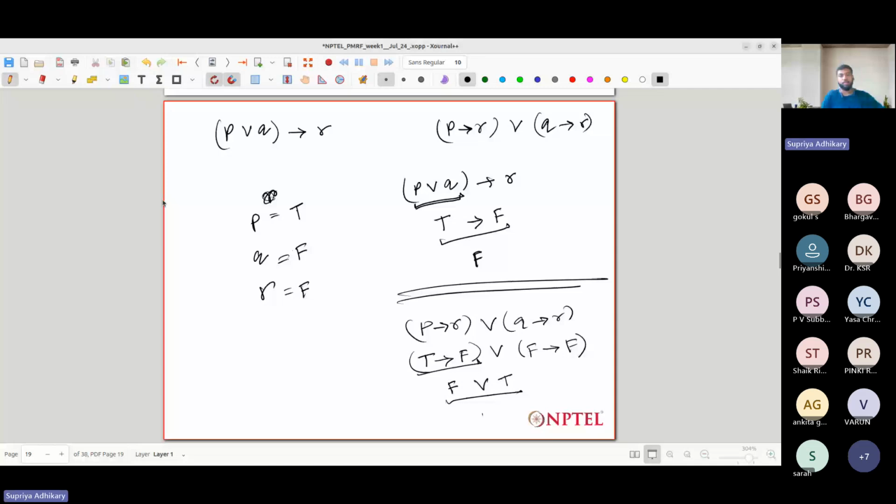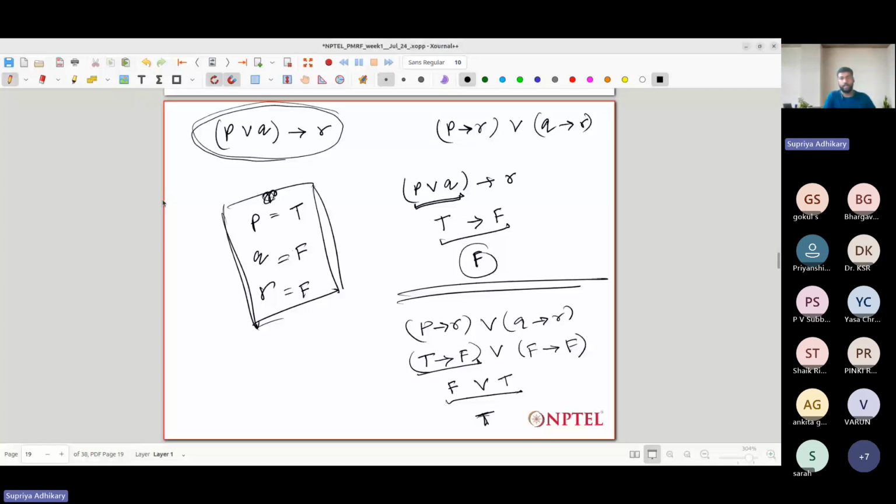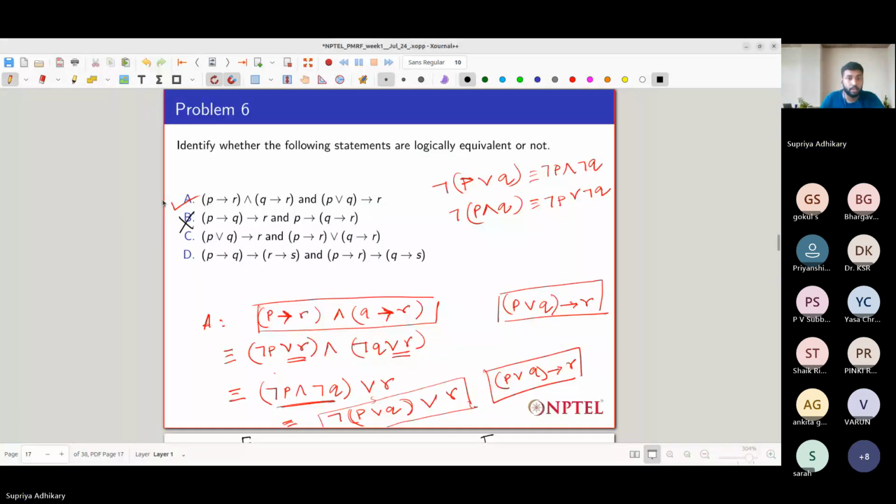We have one truth assignment for P, Q, R such that one statement over here has the truth assignment F, and the other statement has the truth assignment T. So they are not logically equivalent.